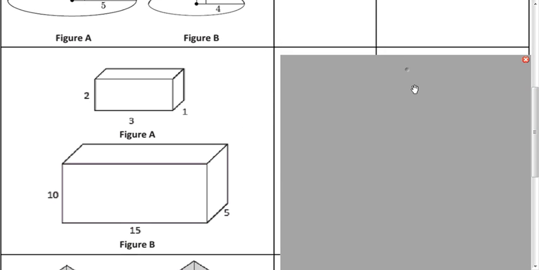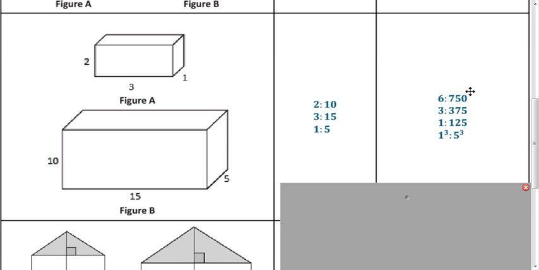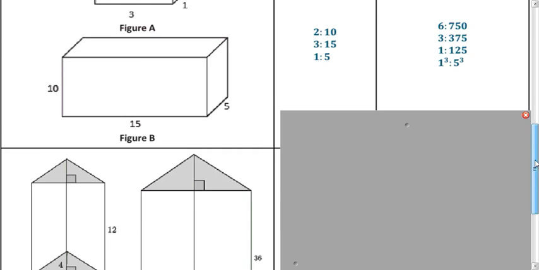Let's look at these rectangular prisms. Try the same thing, and then I'll show you my solutions. So you look at the sides, and they have a ratio of 1 to 5. And if we look at the volumes, it's a ratio of 1 cubed to 5 cubed. They're just showing here how you can simplify step by step by using different factors. First they divide by 2, and then by 3, and we get our cubes here.